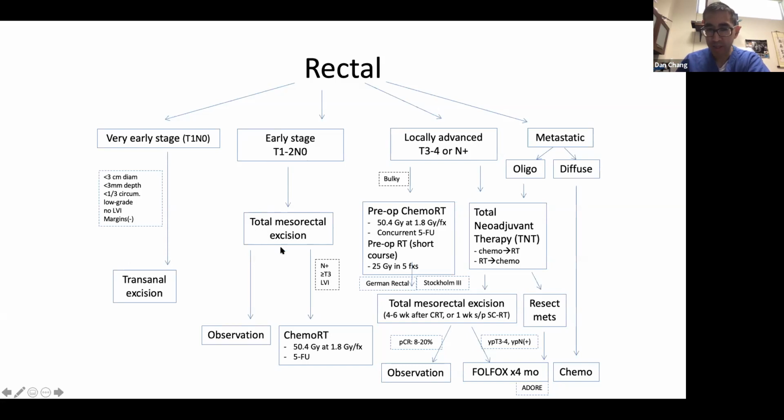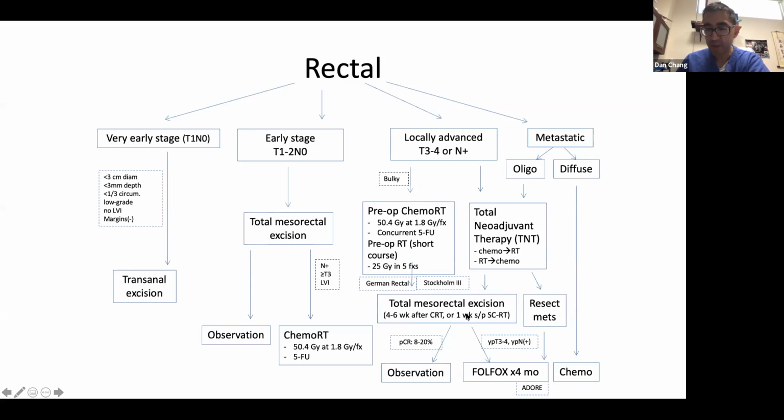And hopefully that's all they need. But where we mostly focus our time is for those who are locally advanced, patients with nodal disease, patients with T3 or T4 disease. And where things have evolved quite rapidly for these patients is, the standard of care has always been preoperative chemoradiation, followed by total mesorectal excision, and then you might give adjuvant chemotherapy, which is FOLFOX chemotherapy.